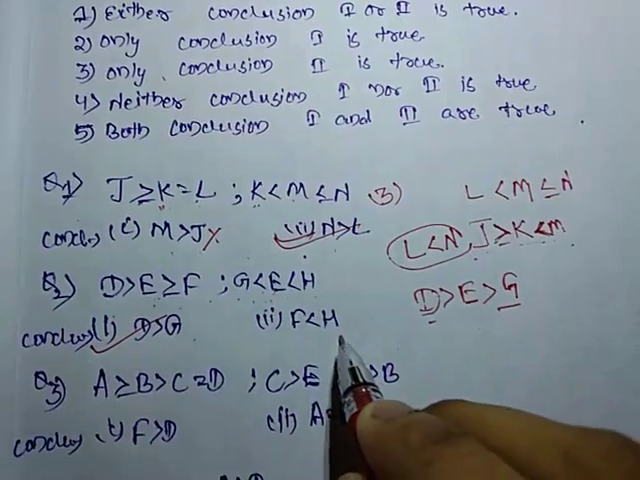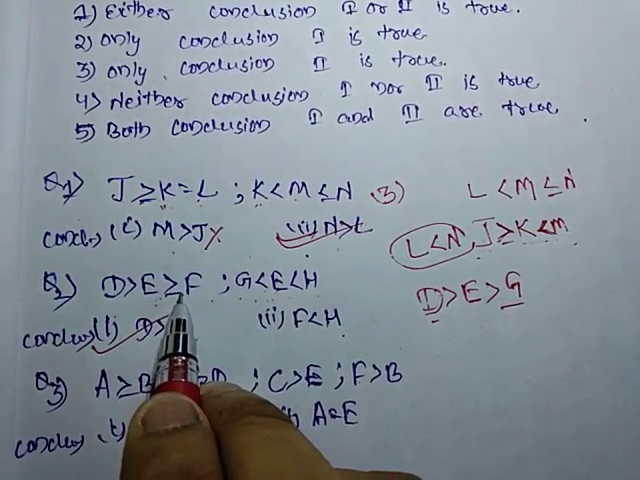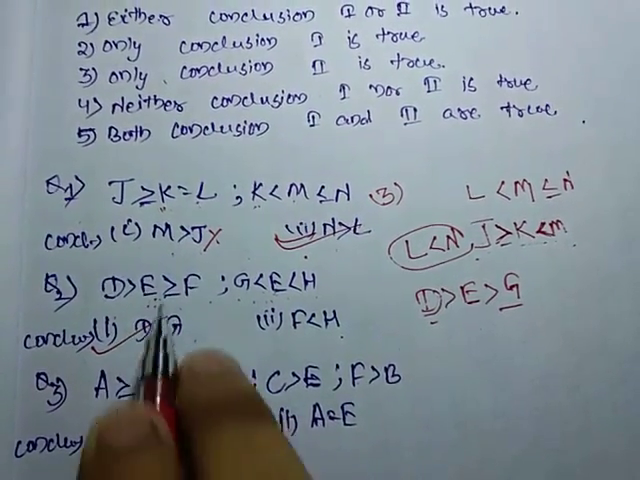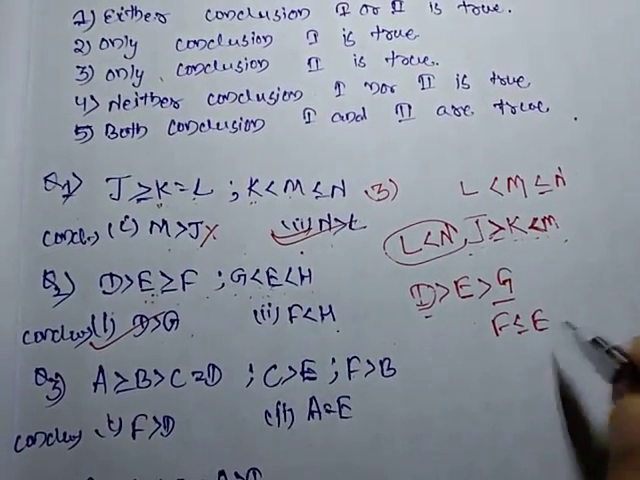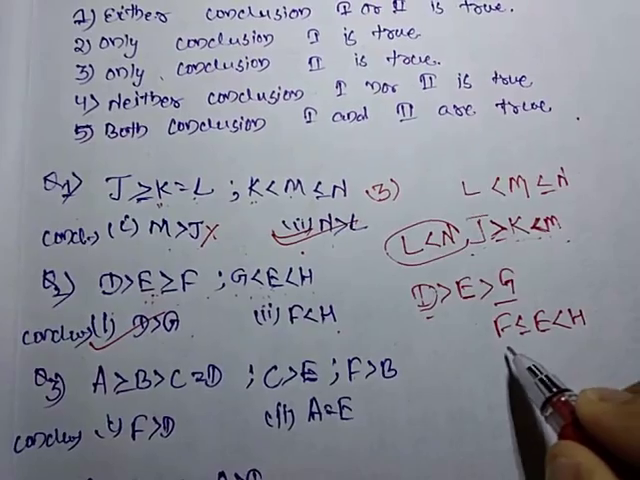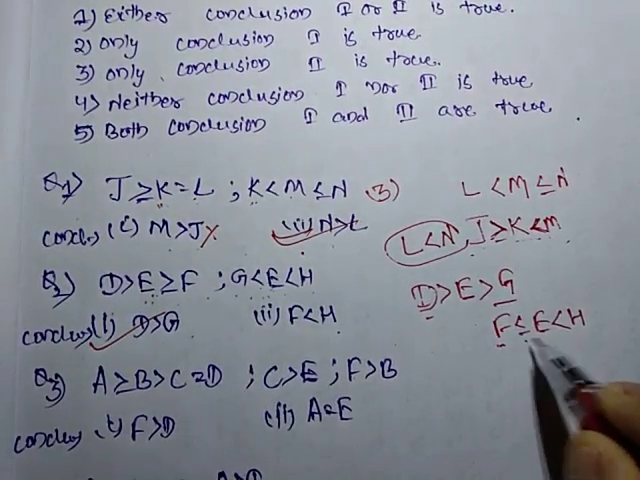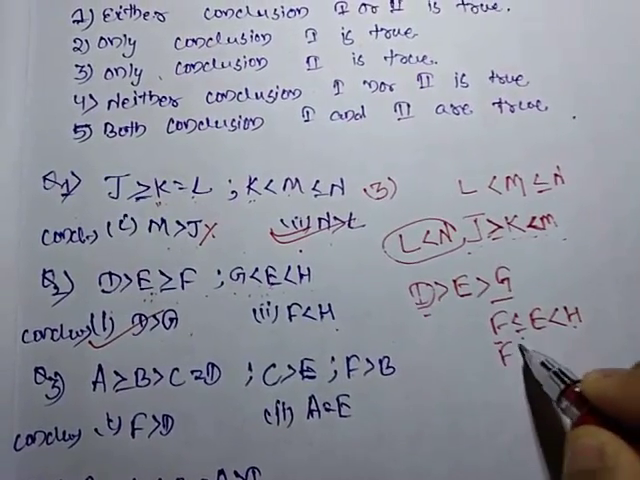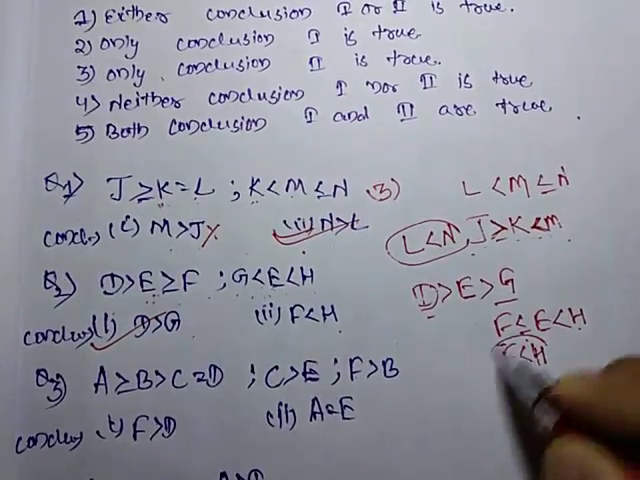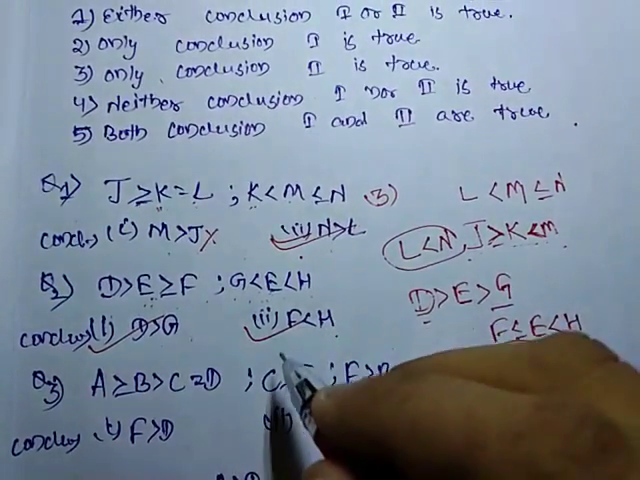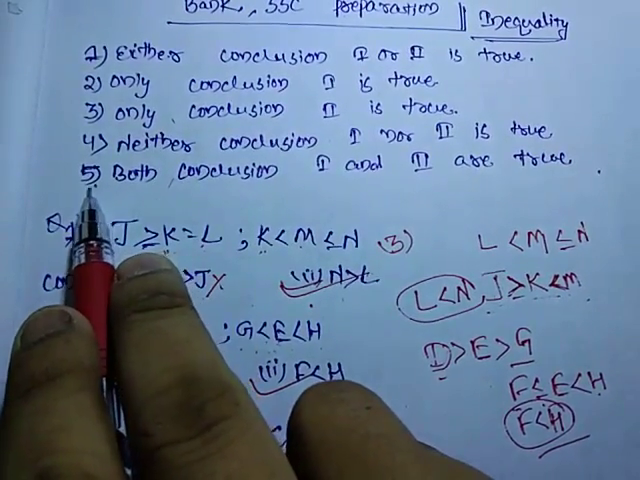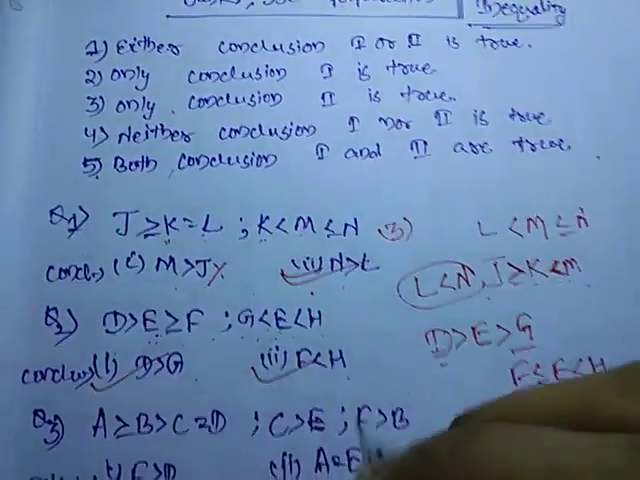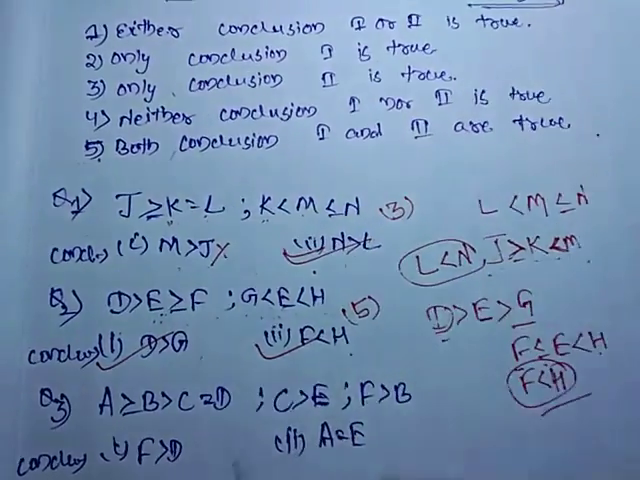And F is less than H. Now I have to obtain F is less than H also through E. That means F is less than or equal to E, and E is less than H. That means F is less than or equal to E is less than H, which also means F is less than H. That means this statement is true. From these options, option 5 is true for this question.